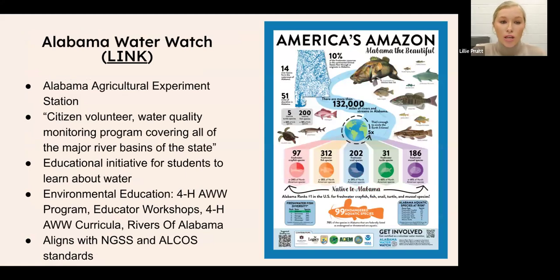So Alabama Water Watch is an Alabama agricultural experiment station. This is an educational initiative for students to learn about water. It's pretty simple and it doesn't cover a lot of topics, but it's a good way for students to understand the water in our environment on a deeper level. They have the 4-H program, educator workshops, a curriculum, and they go through the rivers of Alabama. This also aligns with the NGSS and Alabama Course of Study standards.